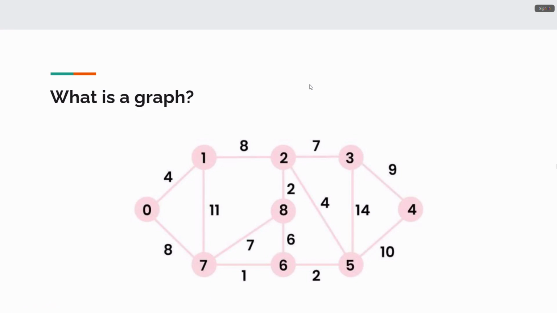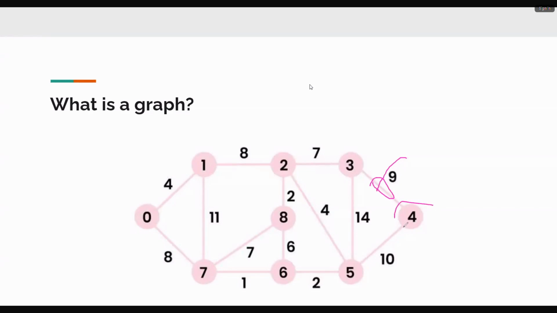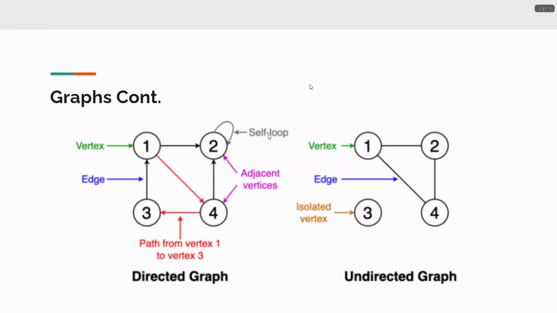Okay, what is a graph? A graph is something like this. There are connections. We call these lines edges and these nodes vertices. That's just a mathematical way of explaining. Lines are edges, and those points are vertices. There are two types of graphs: a directed graph and an undirected graph. Think of this as a one-way street or two-way street.